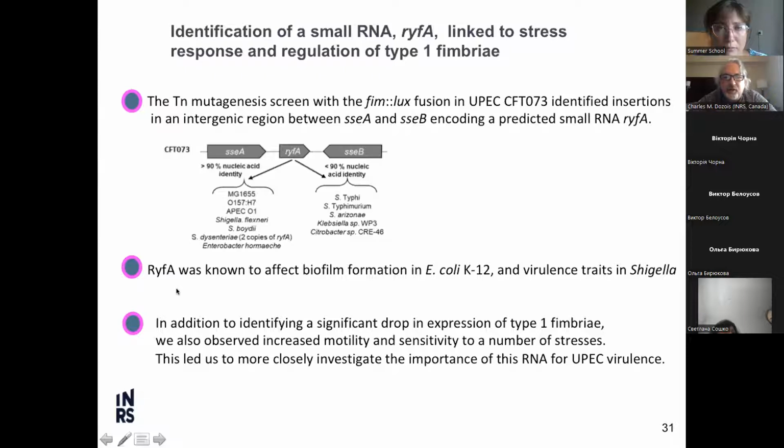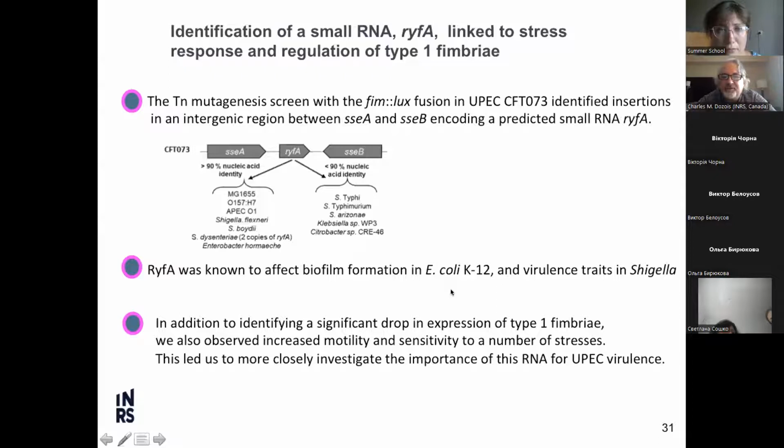At the time when we were preparing our manuscript, it was known to affect biofilm formation in E. coli K12. And one group had linked it to potential virulence traits in Shigella. And so from the standpoint of E. coli K12, it was a group that was cloning in high copy different predicted non-coding RNAs and had effects on different aspects of physiology.